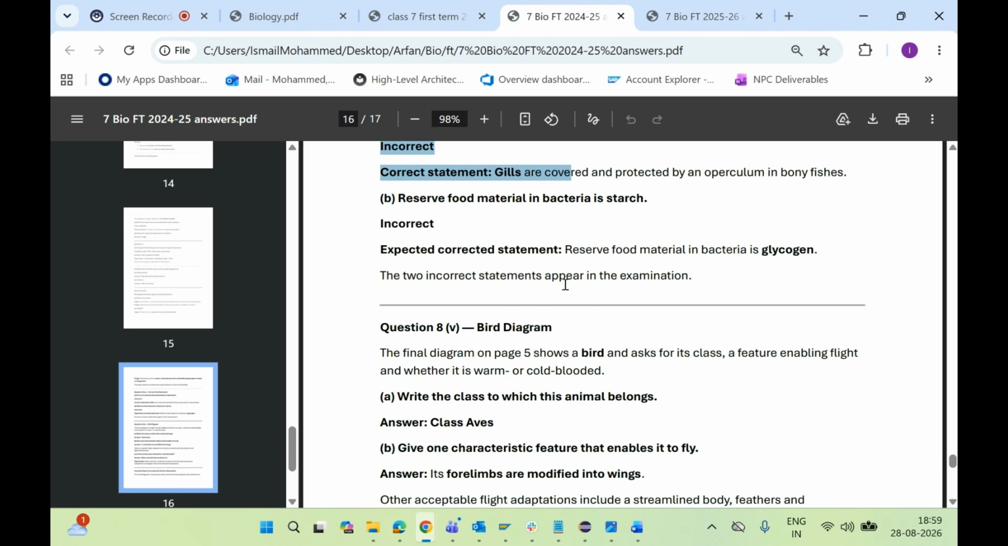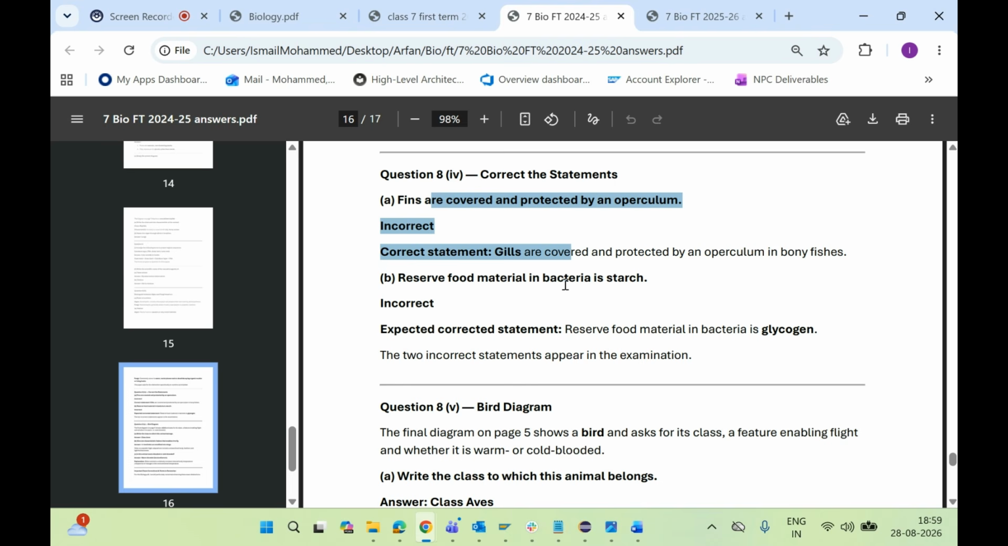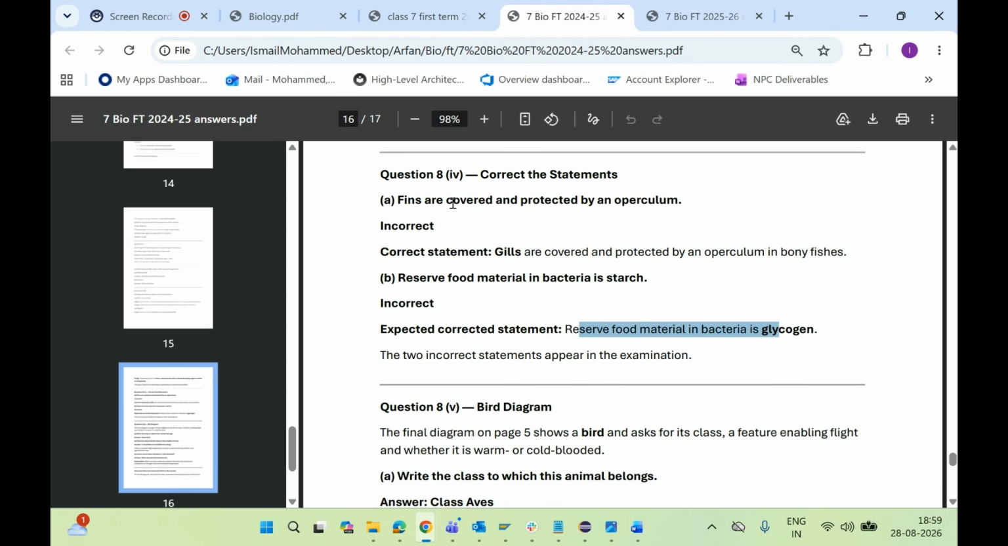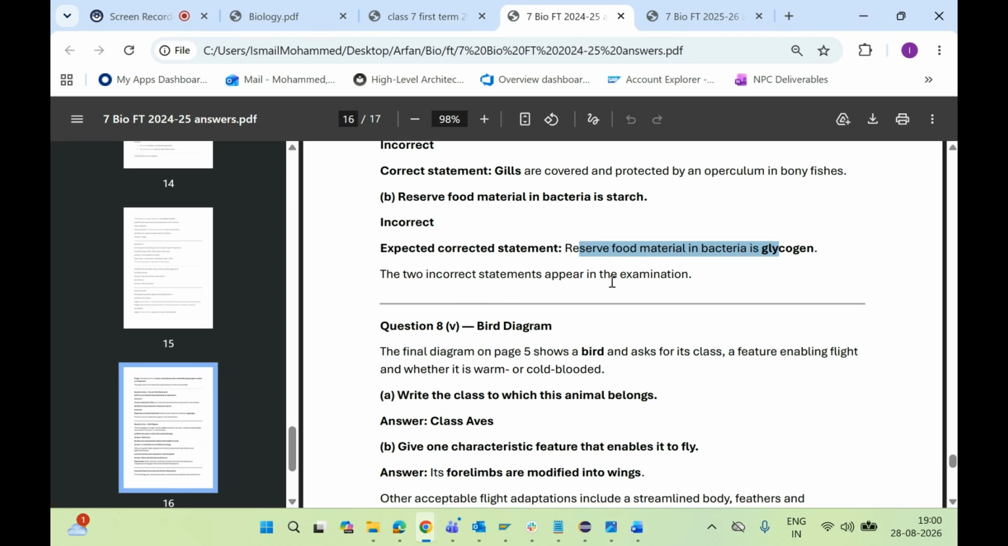Reserve food material in bacterium is starch. Is it true or false? I think it is called glycogen. Reserve food material in bacterium is called glycogen. Okay. So you have to correct this one. Fins are covered and protected by the operculum. Answer: gills are covered and protected by operculum.